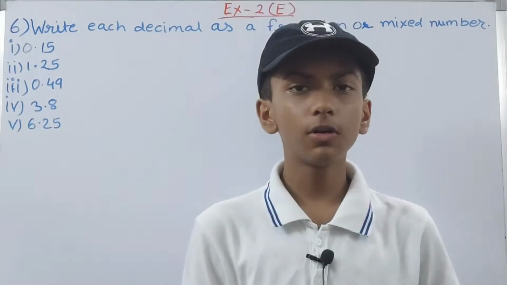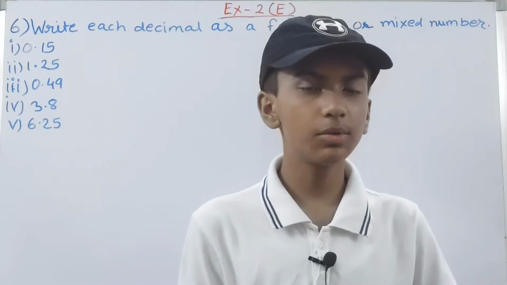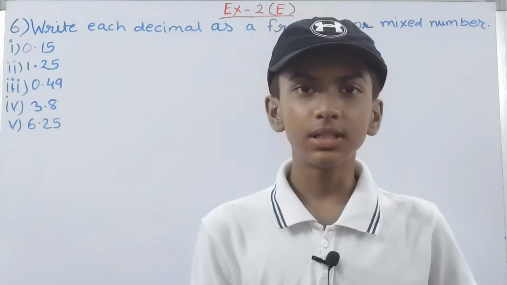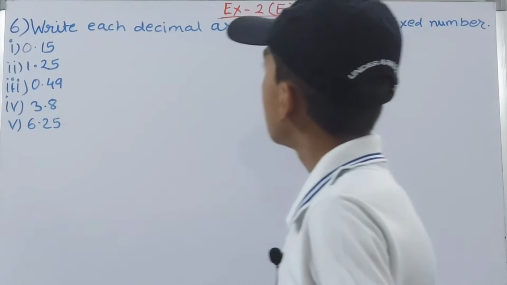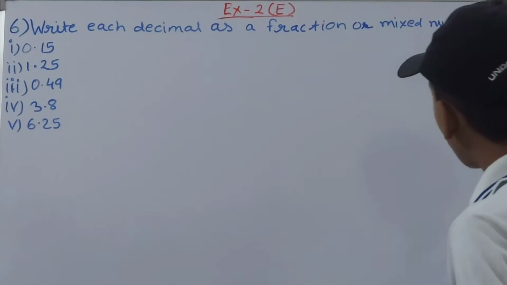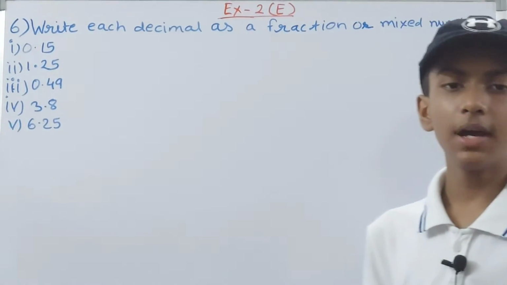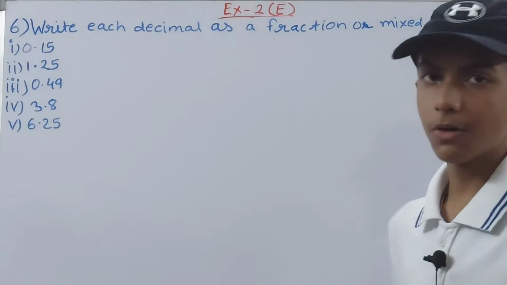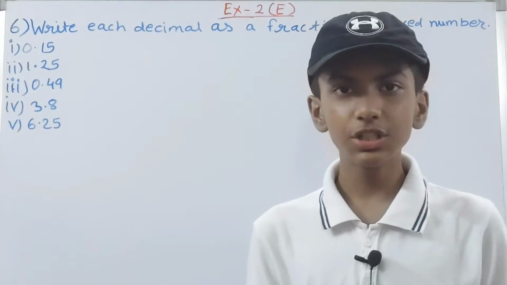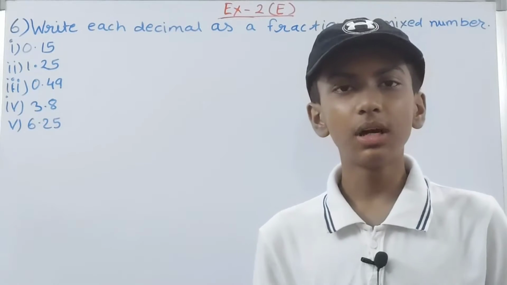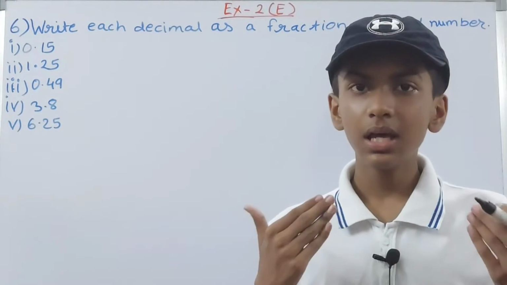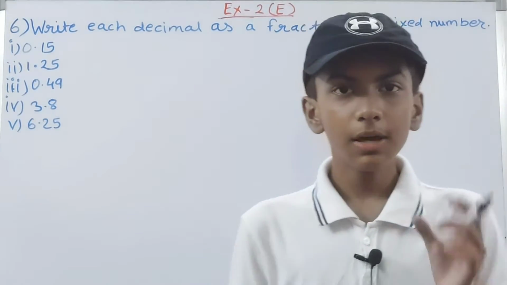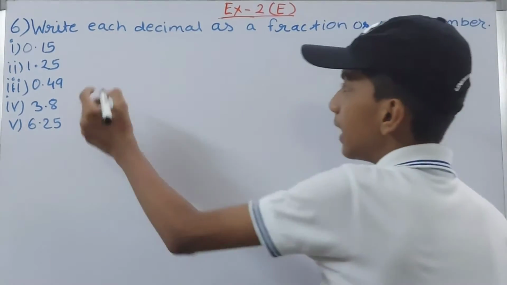In this video we are going to solve ICSE Mathematics Class 7 Chapter 2 Fractions and Decimals, Exercise 2, question number 6. The question says: write each decimal as a fraction or mixed number. Decimals are given and we have to convert them into fractions or mixed numbers. Both are perfectly okay. We already know how to do this, so we'll start solving.